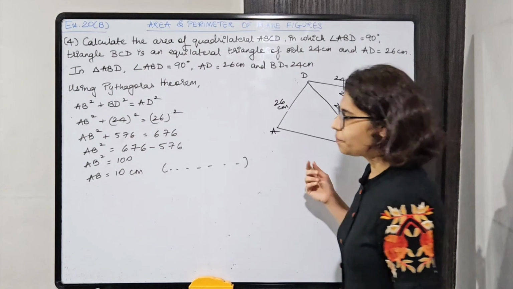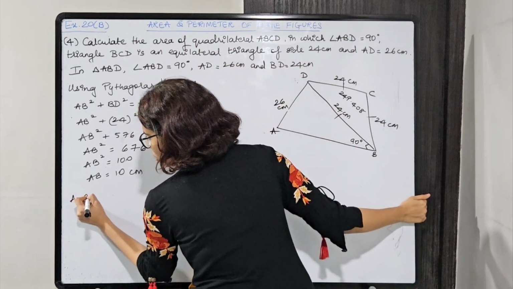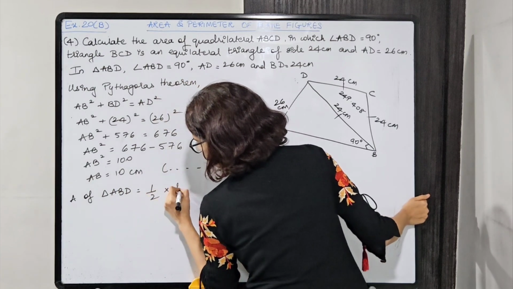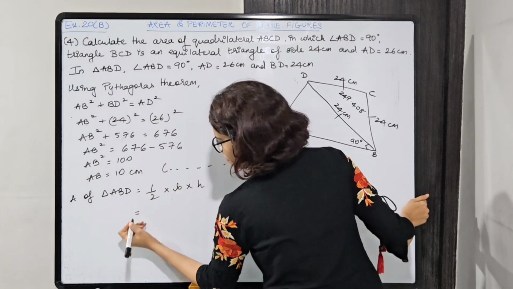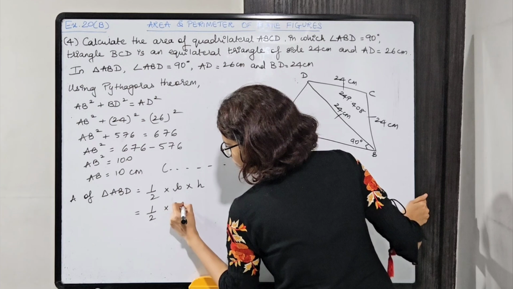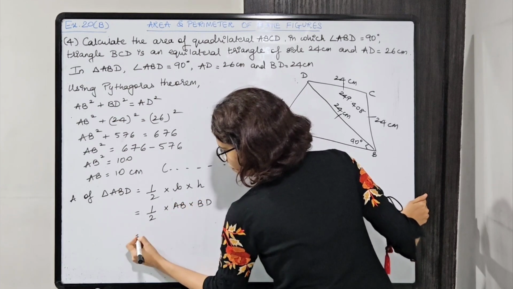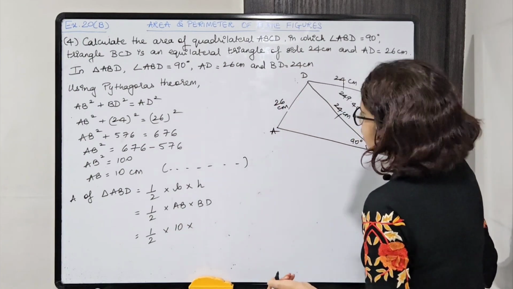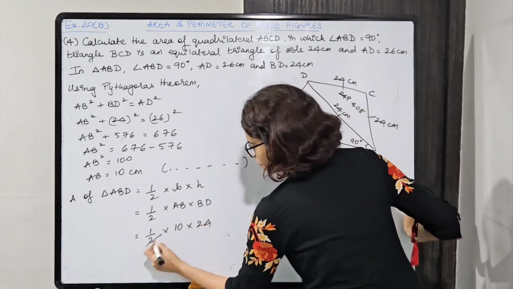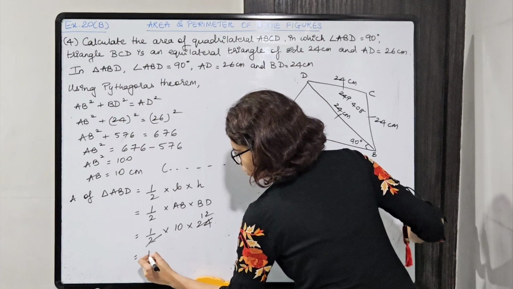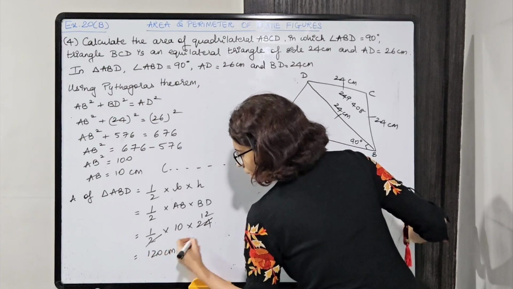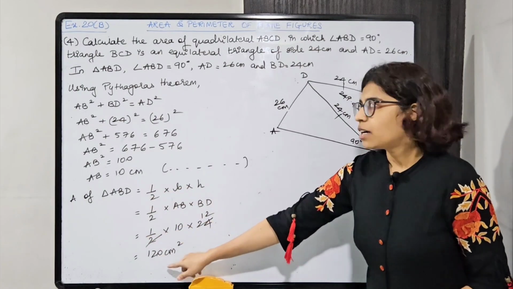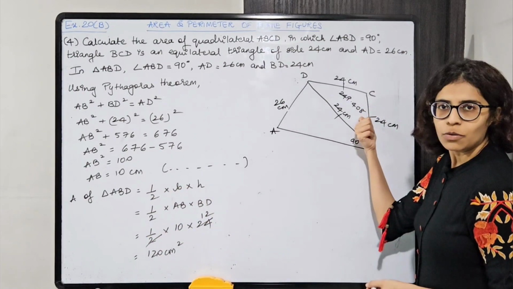Let's find out the area. Area of triangle ABD is equal to half into base into height. So that will be half into AB into BD. So half into AB is 10 and BD is 24. So that will give 120. Again units, square centimeter. Okay. Area of triangle ABD मिल गया. Area of triangle BCD also we found. Let's add it up.